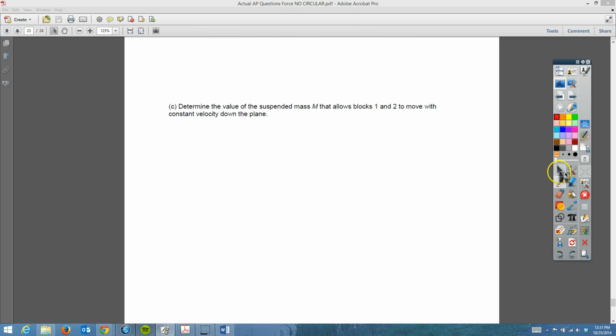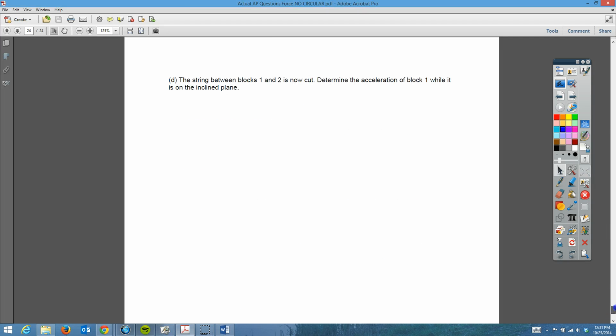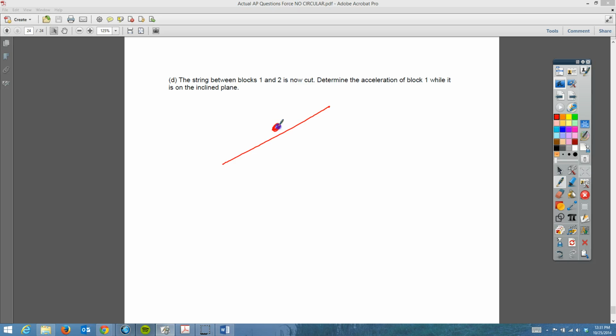Next part that we need to do here is part D. And part D says the string between blocks 1 and 2 is now cut. Determine the acceleration of block 1. So let's go back to block 1. Here's block 1. We remember we said that going down the hill we had a force. We don't have a force anymore going up the hill, other than just friction. So we don't have tension anymore, so we can ignore the tension. And we said that going down the slope, this was m1g sine of the angle.